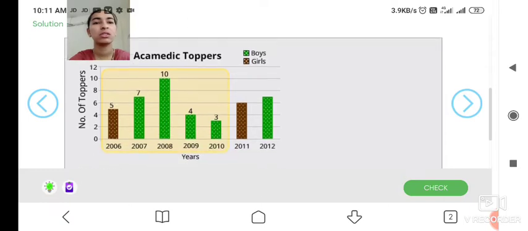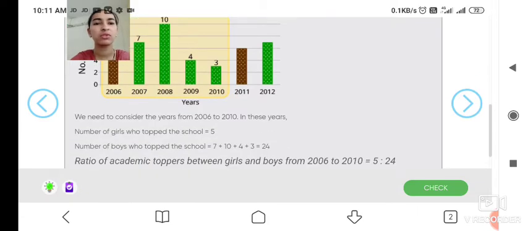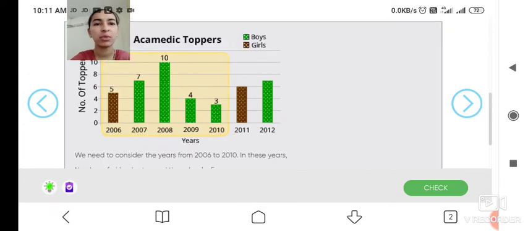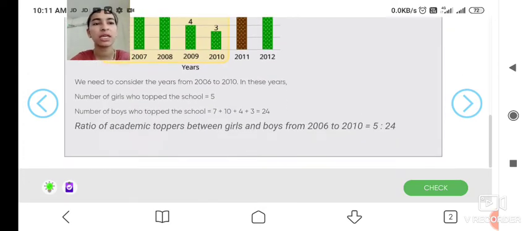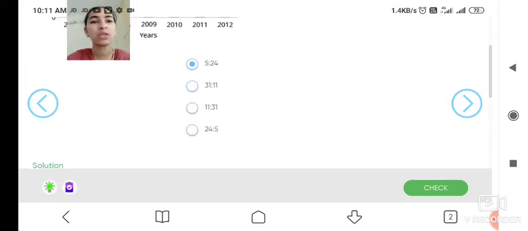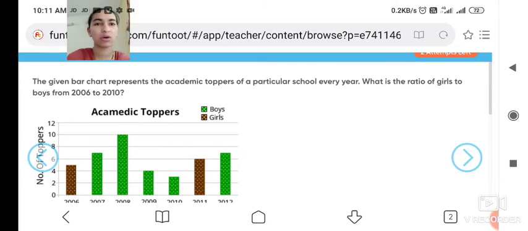Now this is the answer, from 2006 till 2010 we have to find. The number of girls who topped in the school is 5 only, and the boys were 7 plus 10 plus 4 plus 3. Take the addition. Now 5 upon 24. Both numbers cannot be divided by any common number. So the ratio will be 5:24. So the first option is the correct one. Understand how to do this. Check whether your answer is correct or not.